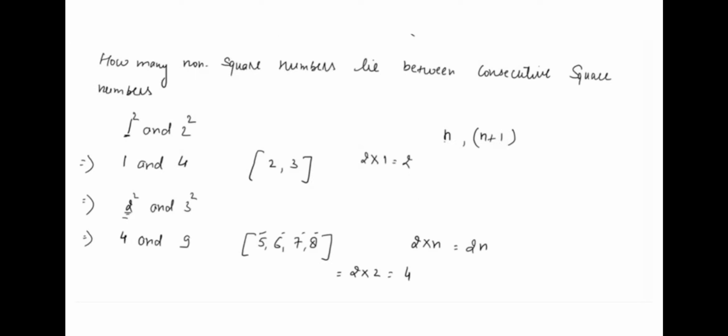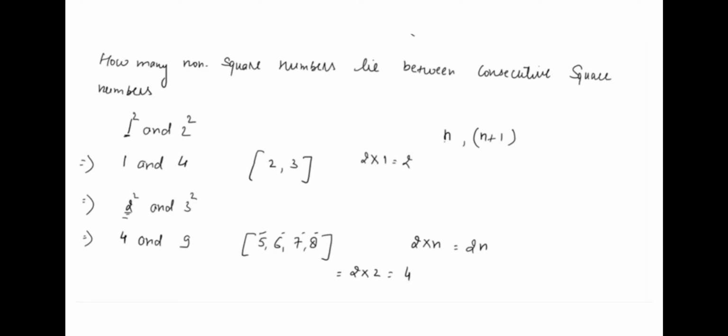Now, this is very important. How many non-square numbers lie between consecutive square numbers? For example, 1 square and 2 square. We know that 1 square is 1, 2 square is 4. How many numbers between 1 and 4? 2 and 3. Is it clear? Now the second one, 2 square and 3 square. 2 square is 4 and 3 square is 9. How many numbers between 4 and 9? 5, 6, 7, 8.